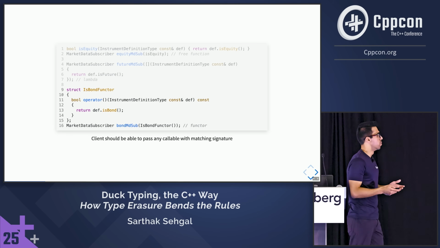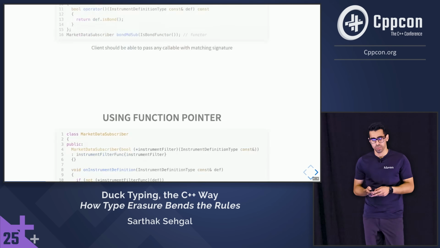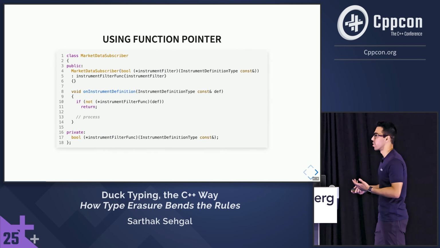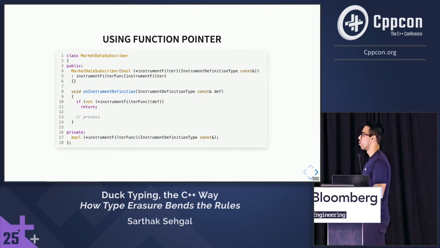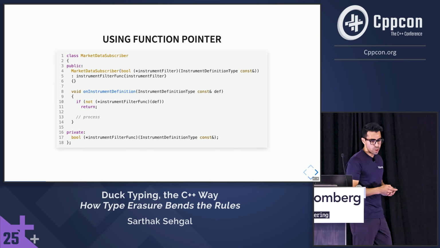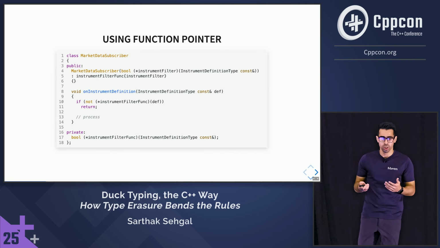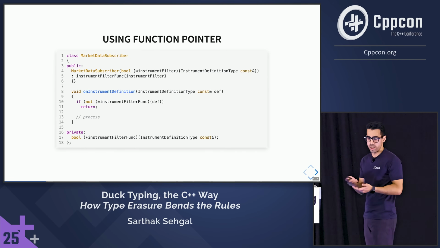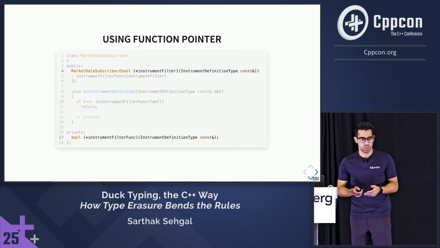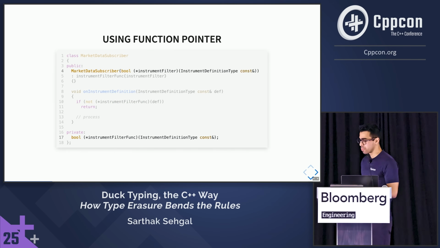So let's consider some solutions of how this can be achieved in C++. The first thing you might come up with is, well, it's a fairly simple requirement. We want to store a function. Why not just use a function pointer? In this case, I have a function pointer with the same signature in the constructor, and I store it as a function pointer. And on instrument definition, I just invoke that function pointer.